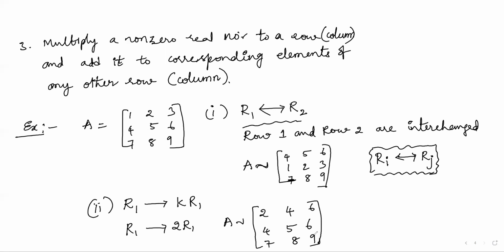This is the second operation. In elementary operations, we learn the first operation is interchange of any two rows or any two columns. The second operation is multiplying a constant to a row or a column. And the next, the third operation: what is the third operation? Multiplying a constant to a row, R1 plus K R2. So I multiplied a constant to row 2 and added it to row 1.